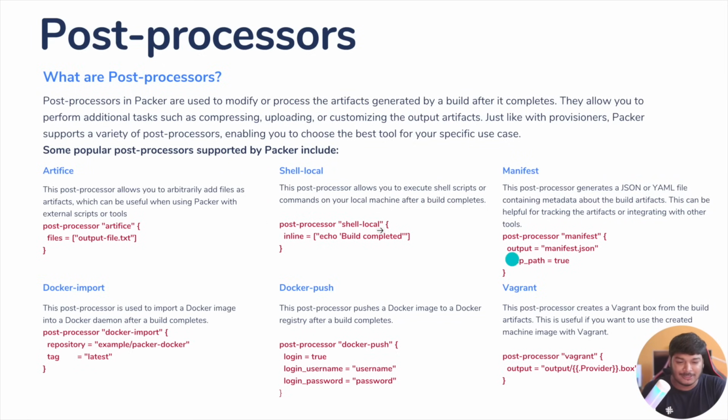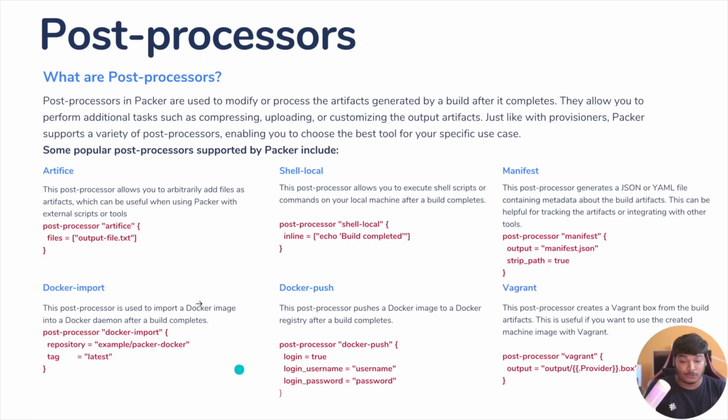For that, the syntax is post-processor, then manifest is the name, and in the code block you can mention the output path of the manifest file, and strip path will be true. There are a lot of attributes you can apply there. Then there is Docker import. This post-processor is used to import a Docker image into the Docker daemon after the build completes. The name is docker-import, and in the code block you have to mention the repository and then the tags that you want to specify.